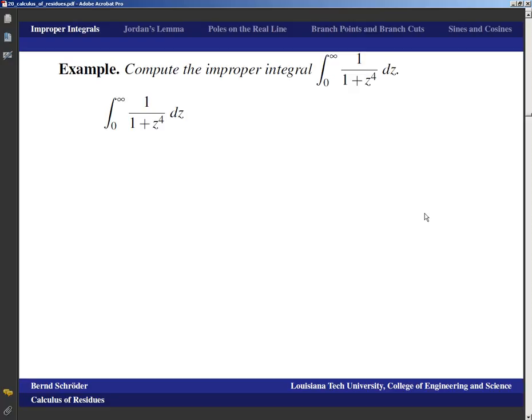And if we now want to have the improper integral, well, that will be 2 pi i times the sum of the residues. Actually, we have to multiply that by 2. Hang on just a second.